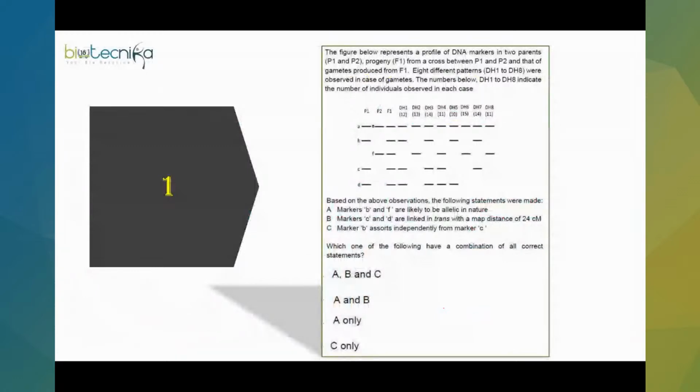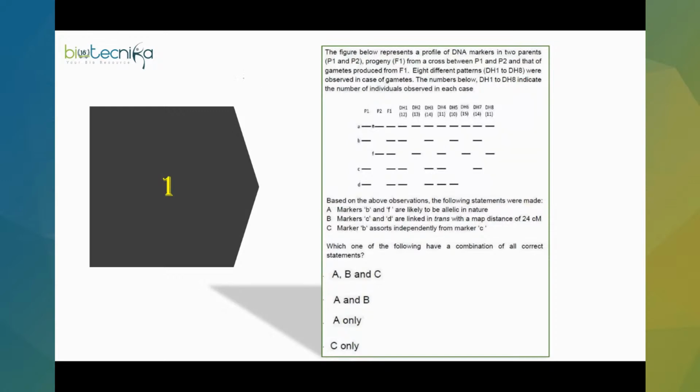Okay, so what do we have here? A figure below represents a profile of DNA markers in two parents, P1 and P2, progeny F1 from a cross between P1 and P2, and that of the gametes produced from F1. Eight different patterns, DH1 to DH8, were observed in case of gametes. Numbers below DH1 to DH8 indicate the number of individuals observed in each case.